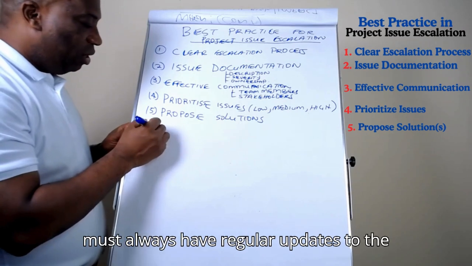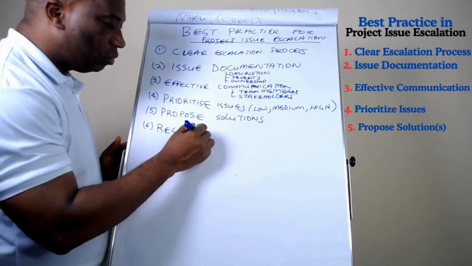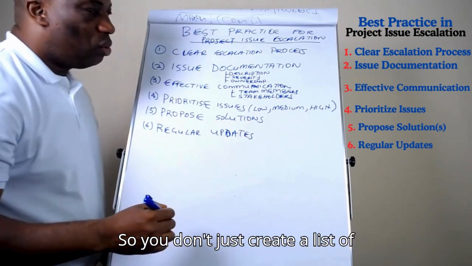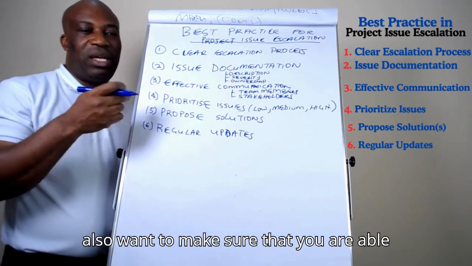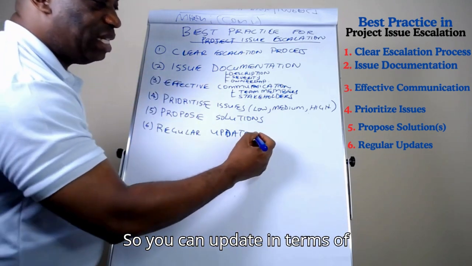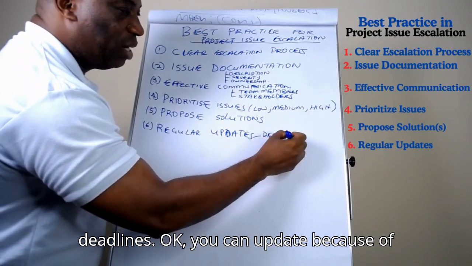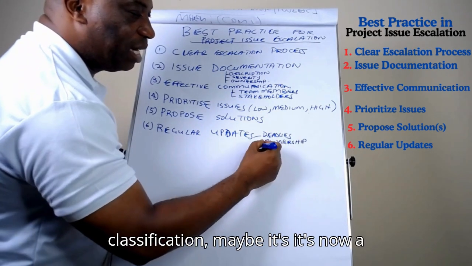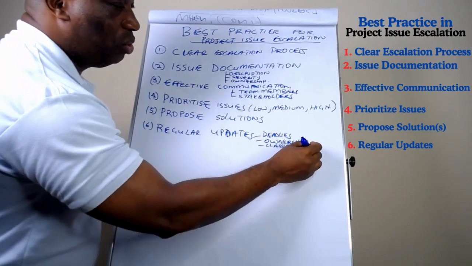So number 6, you must always have regular updates to the issues. You don't just create a list of issues, you don't just log an issue. You also want to make sure that you are updating these issues as you go. You can update because of deadlines. You can update because of ownership, maybe there's a change of ownership, even classification, maybe it's now a high priority issue. So issues should always be updated.